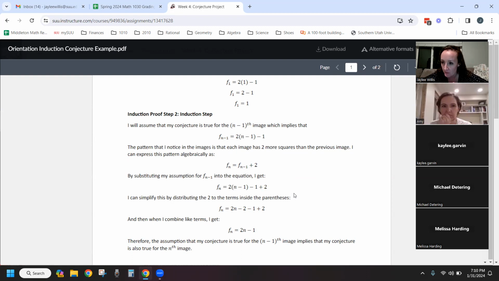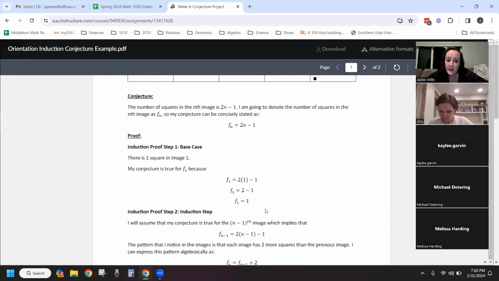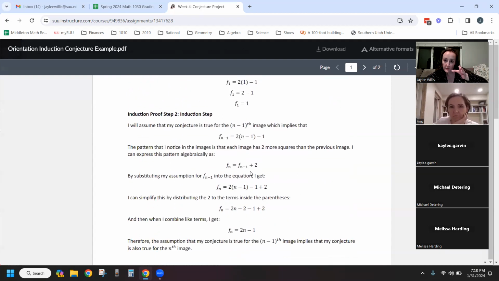Okay, so it's kind of like dominoes. You know how if you have a whole bunch of dominoes lined up, if you hit the first domino, it topples all the following ones. So the base case is like your first domino. So you say it's true for the first one. And then your induction step is the process of the toppling.